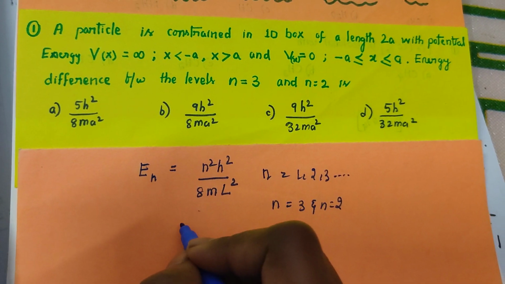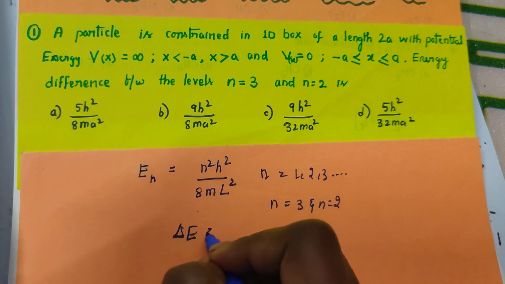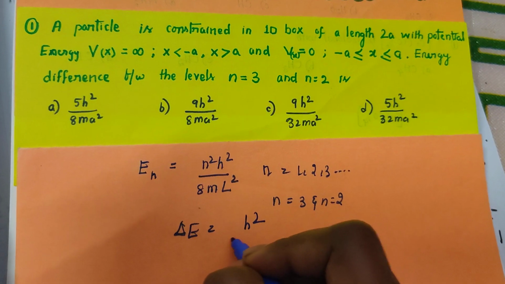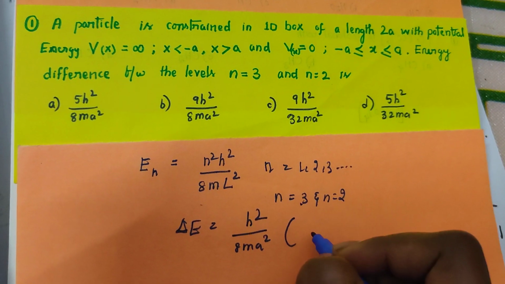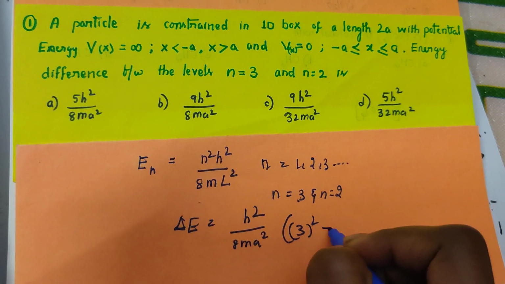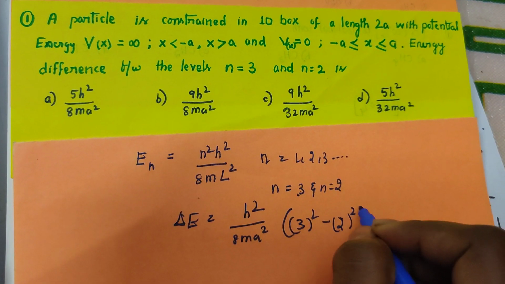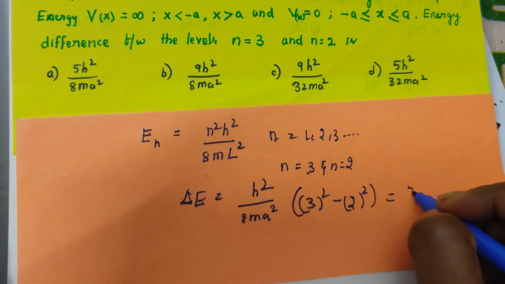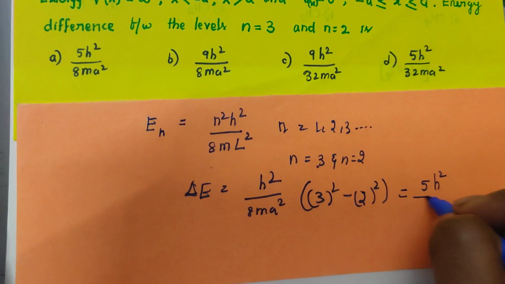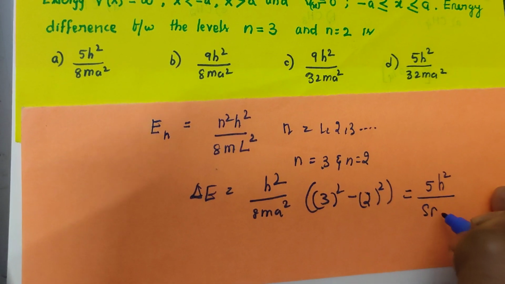So the difference ΔE can be written as h square upon 8 m a square times (3 square minus 2 square). So the total difference is 9 minus 4, and directly we can write it as 5h square upon 8 m a square.